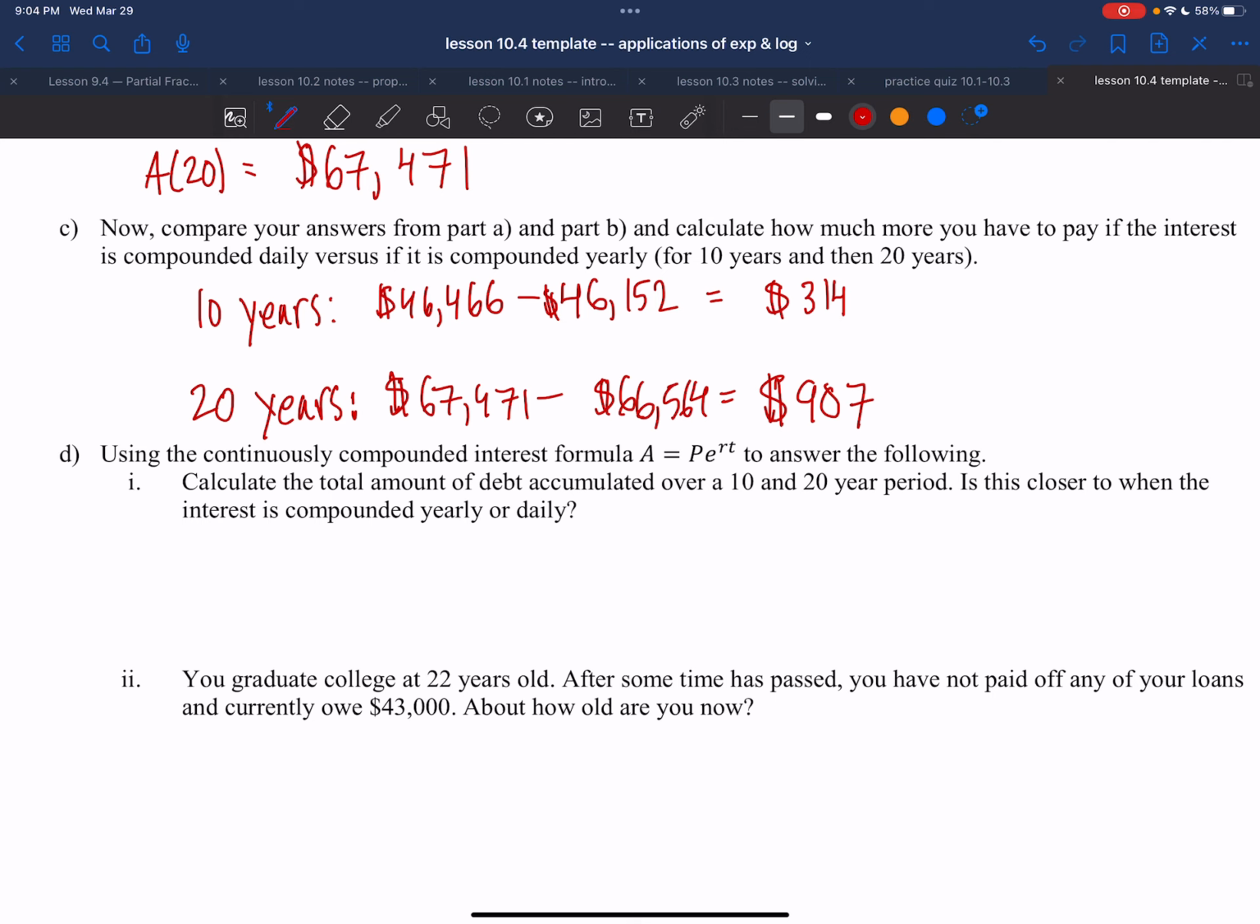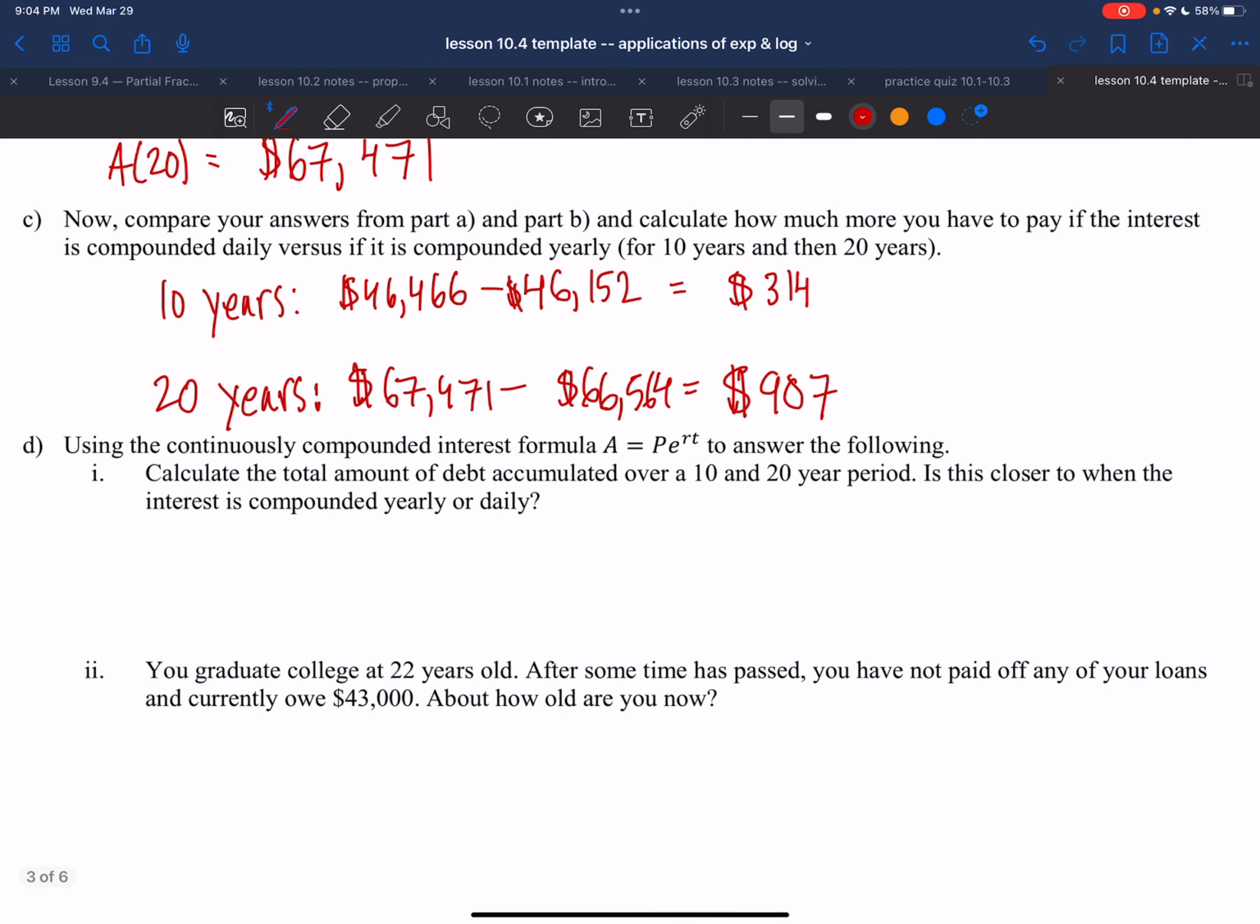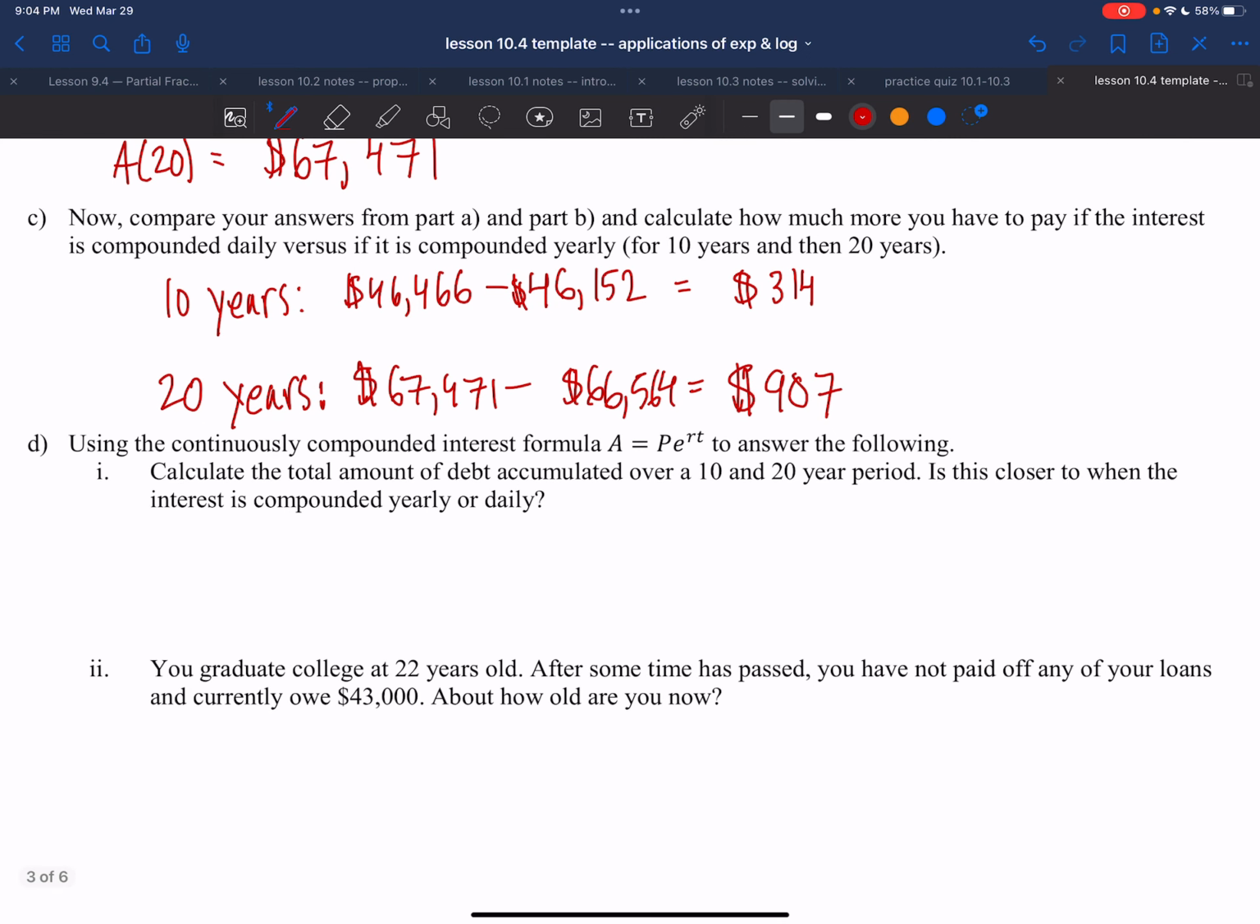But if you compare that to $67,000, I don't think the 900 is your main concern, right? If you're that deep in debt, I don't think the extra 900 is that big of a deal. But maybe you do care about that. And so maybe the model you use, it depends. And now we're going to use one more model.